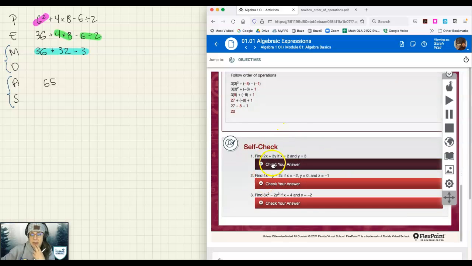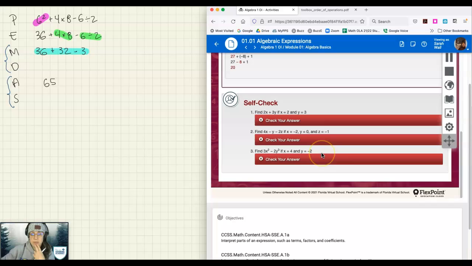So now we're going to come down here and we're going to do a self-check. But remember, we're going to do the problems before we check our answers. So we've got 2x plus 3y. I'm concerned that my screen isn't going to write. If you watched that other video, which I'm sure you did because you like to watch all my videos, x equals 2 and y equals 3.